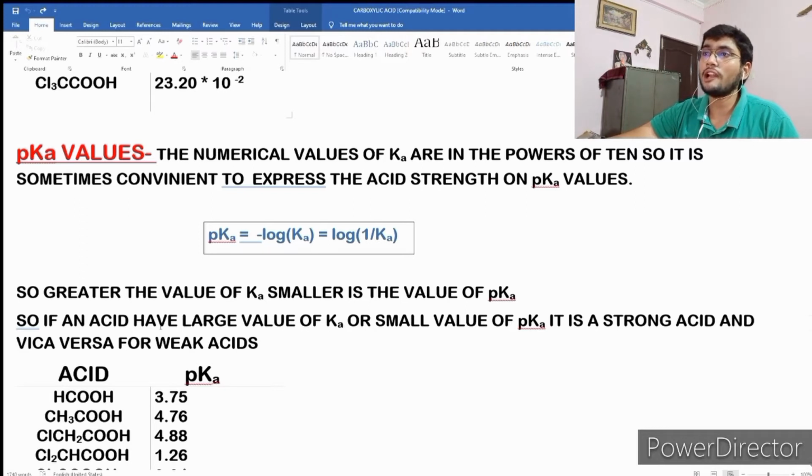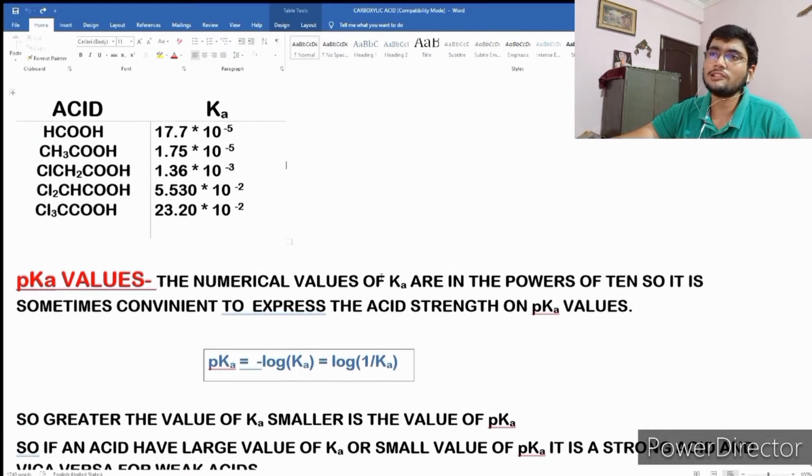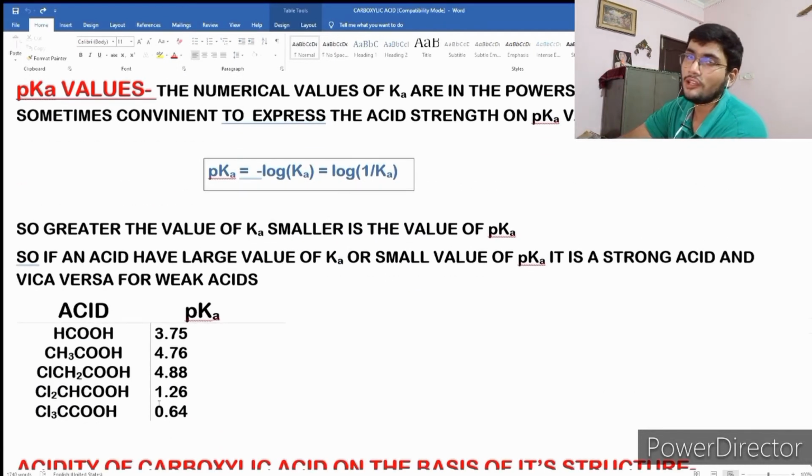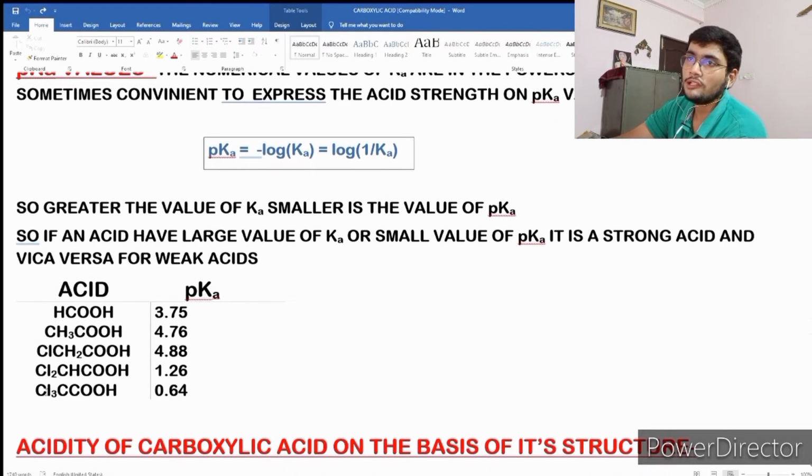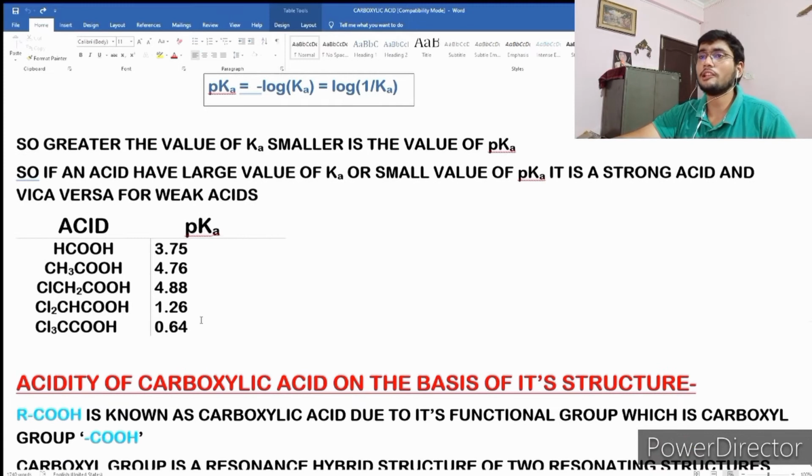So if an acid has a large value of Ka or a small value of pKa, it is a strong acid, and vice versa for a weak acid, you all know that. Now taking the same acids in the table, we will see the pKa values. You see, because this trichloroethanoic acid is the strongest acid, it has the largest value of dissociation constant. So now you see it has the smallest value of pKa and the rest is here. So I hope this point is clear.